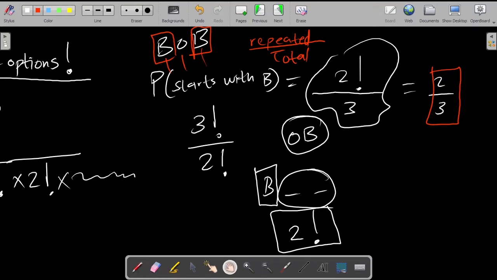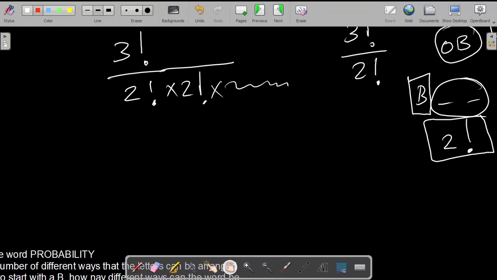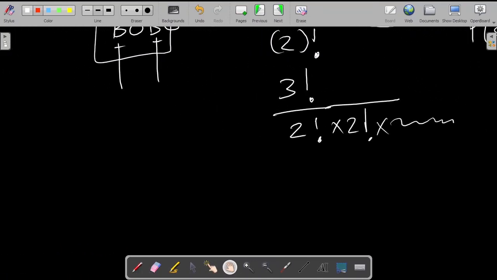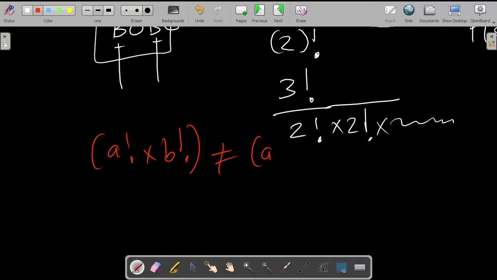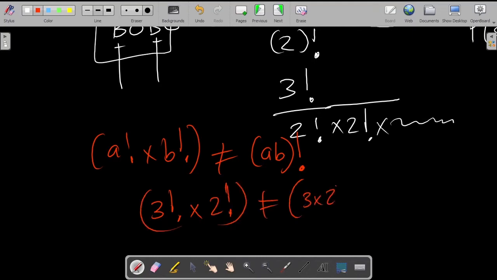I do have an example, but before I go to the example, I just want to mention that a factorial multiplied by b factorial is not equal to a multiplied by b factorial. So 3 factorial multiplied by 2 factorial is not equal to 3 multiplied by 2 factorial. These two things are not equal, and that is something worth noting.